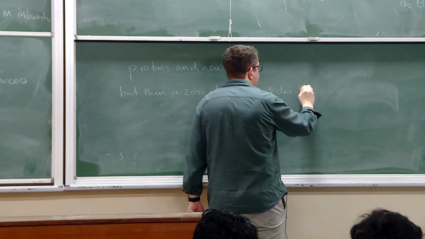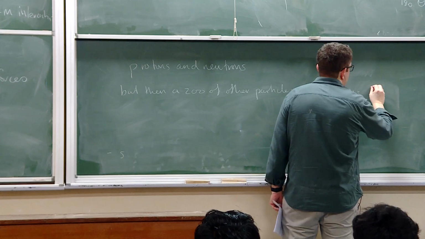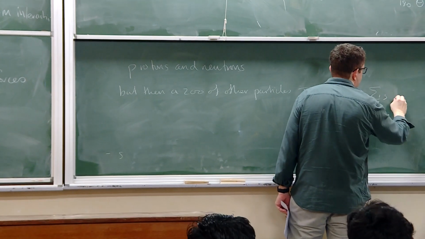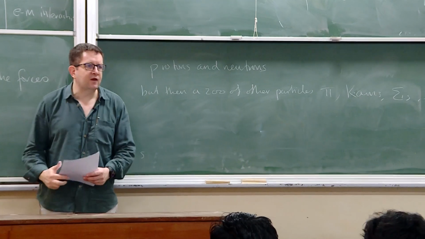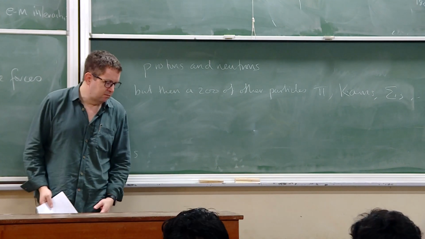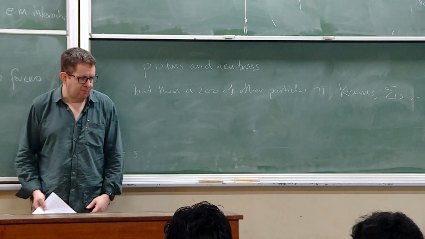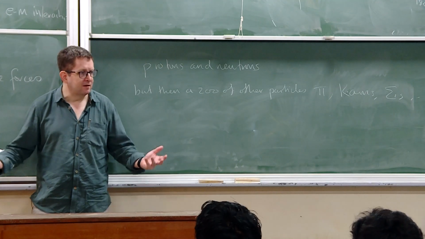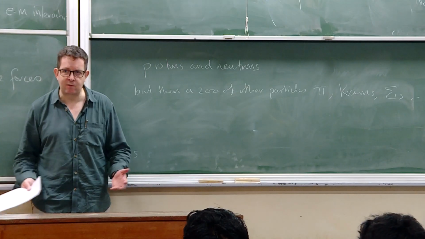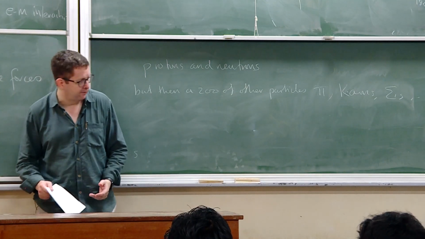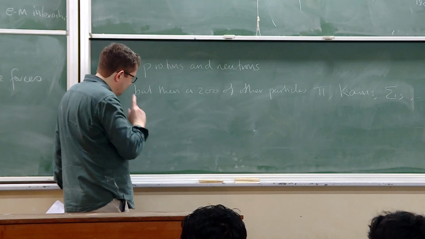So these were called things like pions, kaons, sigmas, etc., etc. And it was like, you know, there was no rhyme or reason to these particles. People were looking for patterns or whatever, but it was very hard to understand where they were all coming from. But there were some other puzzles as well.